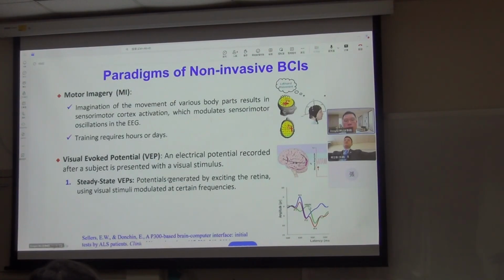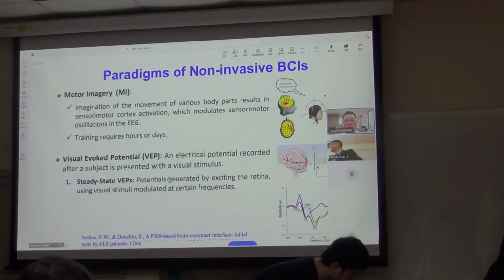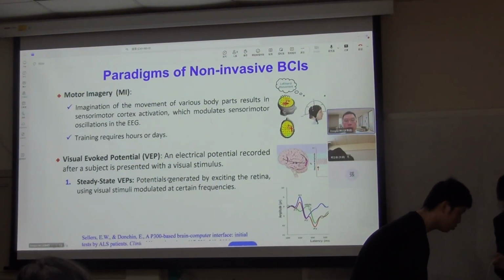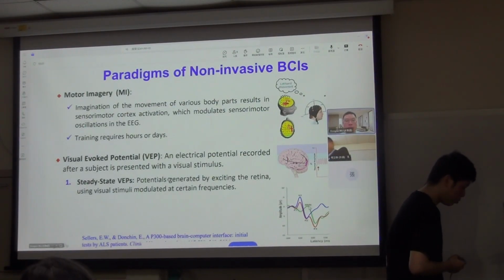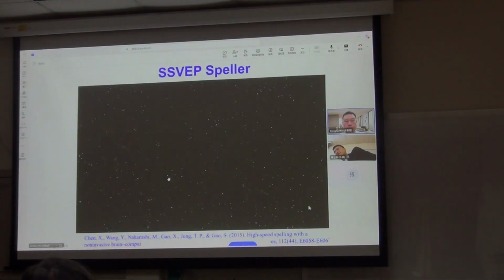So, its principle is that when we stare at a character flashing at a certain frequency, after a very short period of time, such as 1 or 2 seconds, the oscillation frequency of our EEG signal will approach the oscillation frequency of the character on the screen. So, by matching the main oscillation frequency of our EEG signals with the flashing frequency of the character on the screen, we can know which character the user wants to input. It is mostly used in EEG-based spellers.